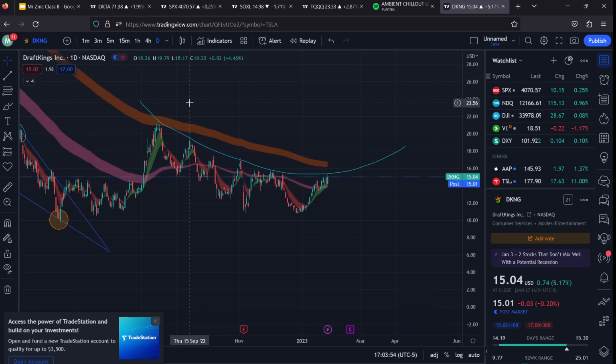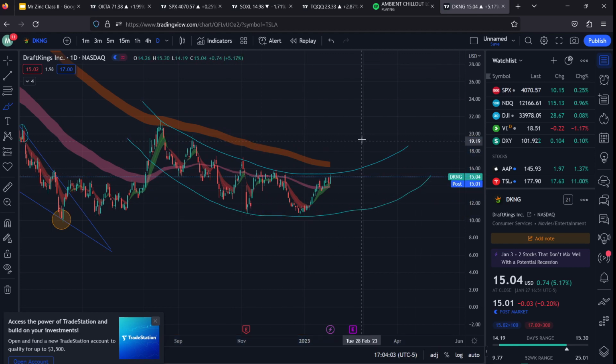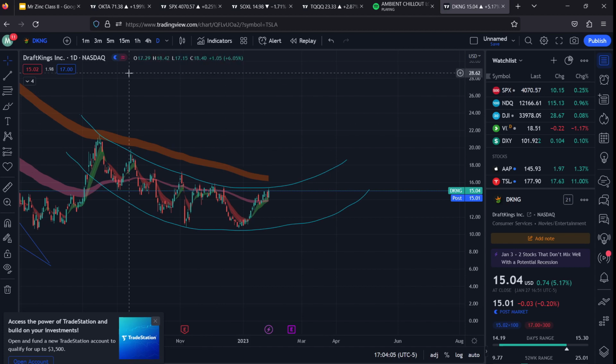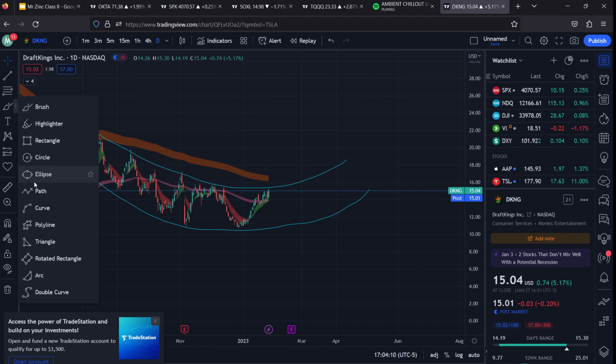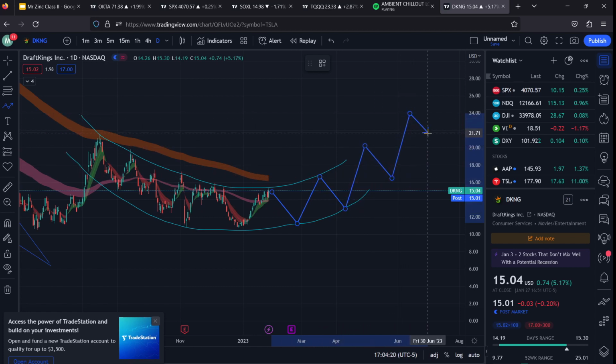You can hand draw them in, and I don't recommend this if this is new to you. This is something to practice before doing. So based off this channel that I have drawn, it's 2 parallel lines, so it's a channel. I'm expecting the price of DraftKings to do something like this. And then the price should start curling back up to make higher lows and higher highs.